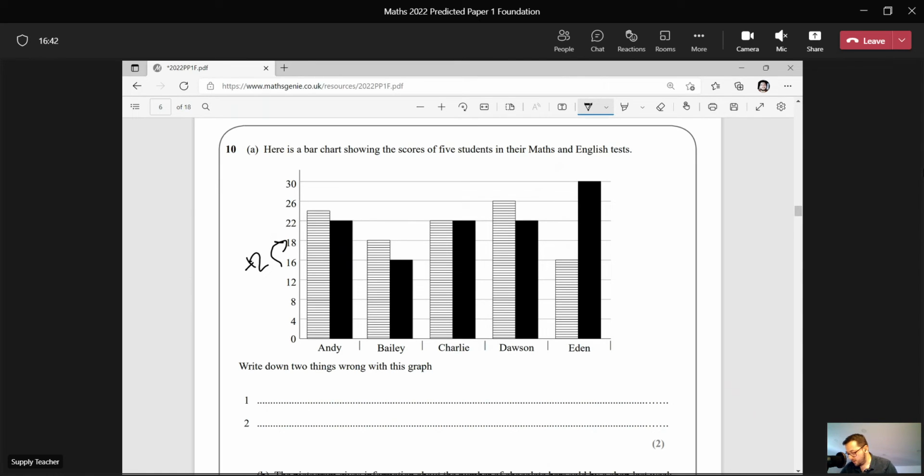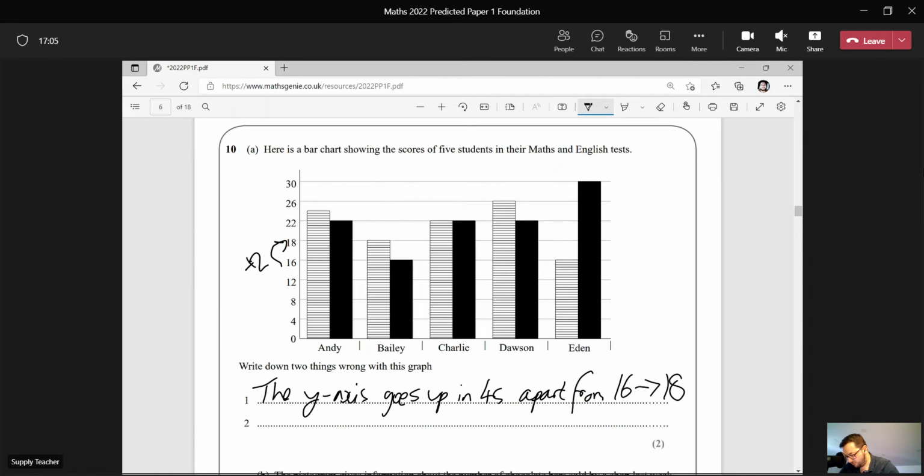Okay, so you might say the y-axis goes up in 4s apart from 16 to 18. Okay, so that's an inconsistency in the graph.